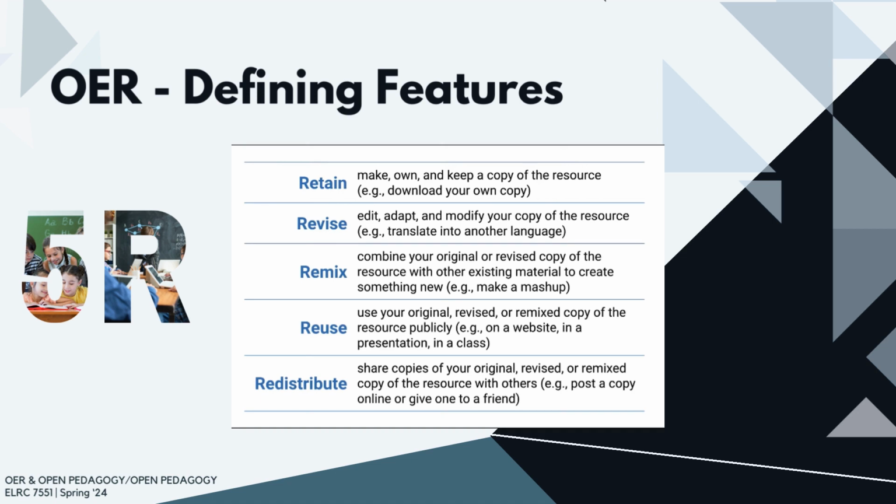Remix: you get to combine your original or revised copy of the resource with other existing material to create something new. And then reuse: you're using your original, revised, or remixed copy of the resource publicly. For example, on a website, in a presentation, or in class. And then redistribute: you're sharing copies of your original, revised, or remixed copy of the resource with others. For example, you post a copy online or give one to a friend.